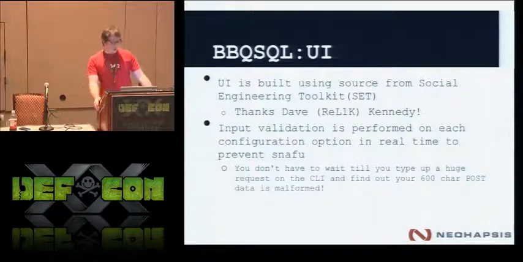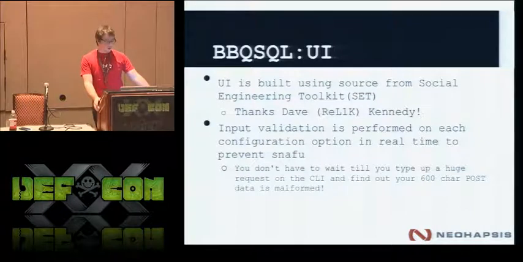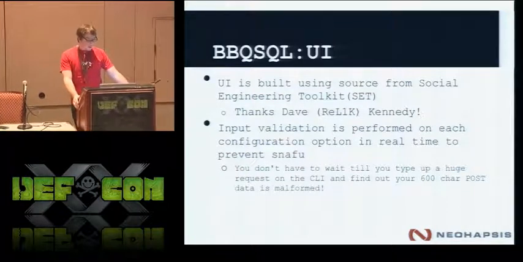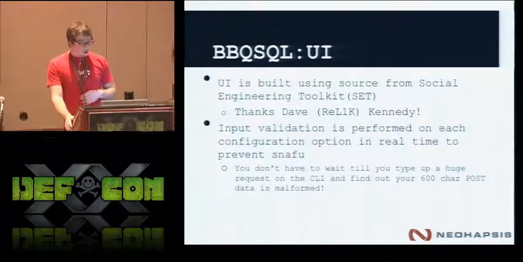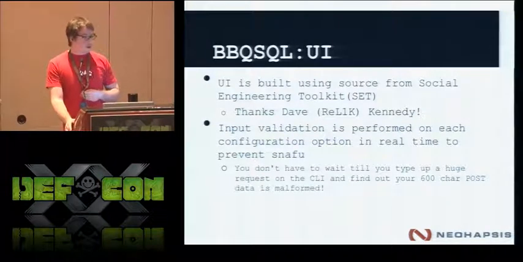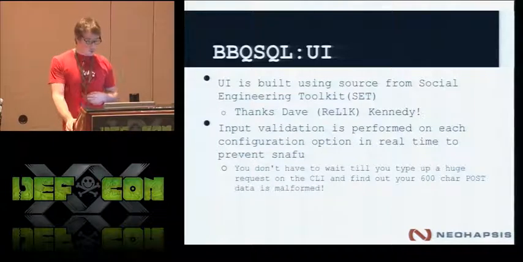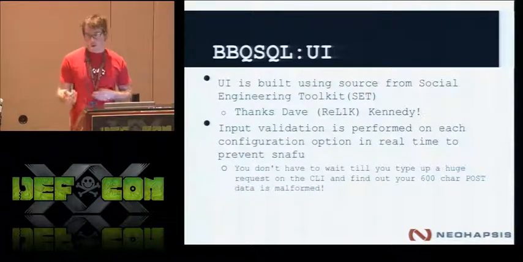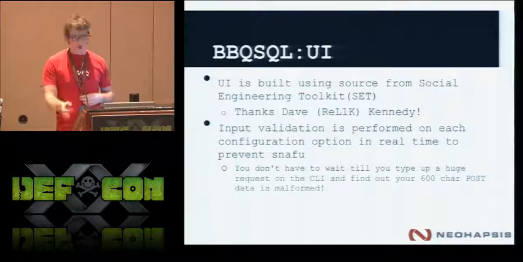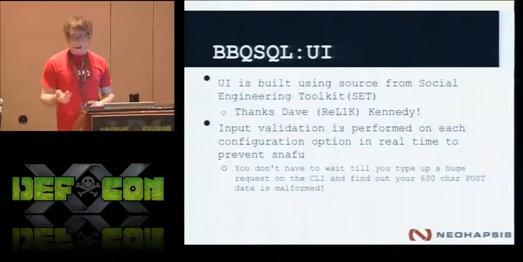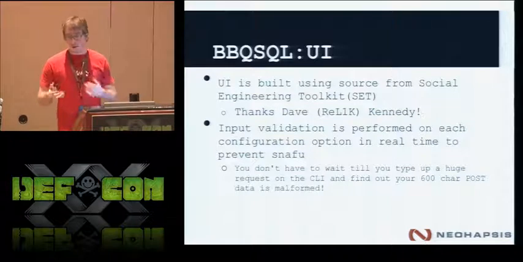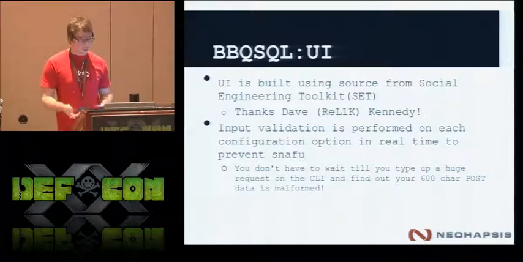I talked a little bit earlier about how the UI is basically built on the source for the Social Engineering Toolkit. I also mentioned that input validation is performed on each configuration option. We found this pretty handy, because you're setting up really complicated requests and things can get hairy pretty quickly, especially if you're doing something weird. By performing input validation on each of those objects within the UI, we can guide you along the way as you build out your complicated requests.